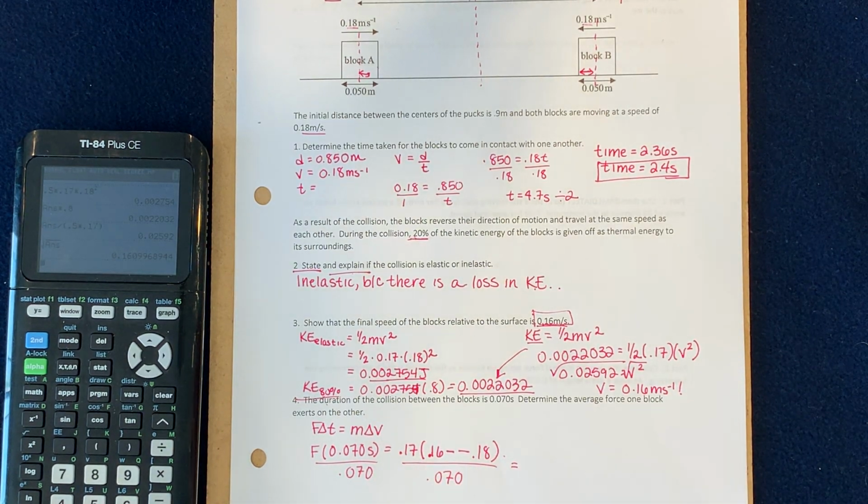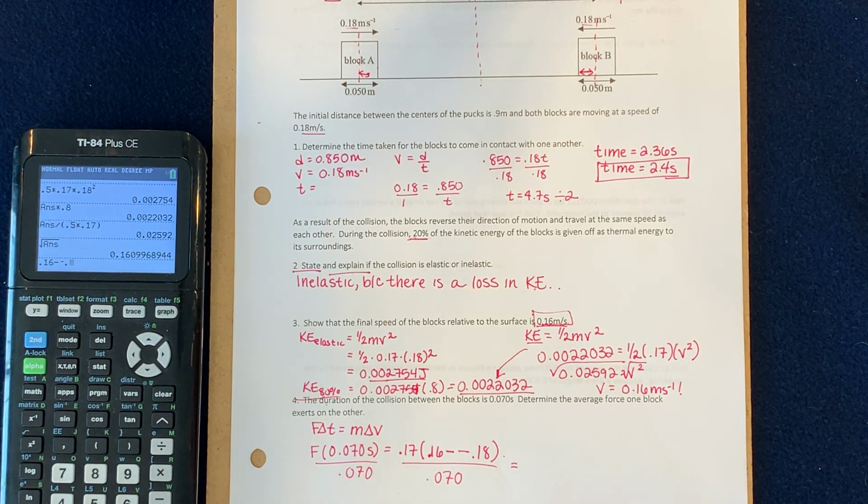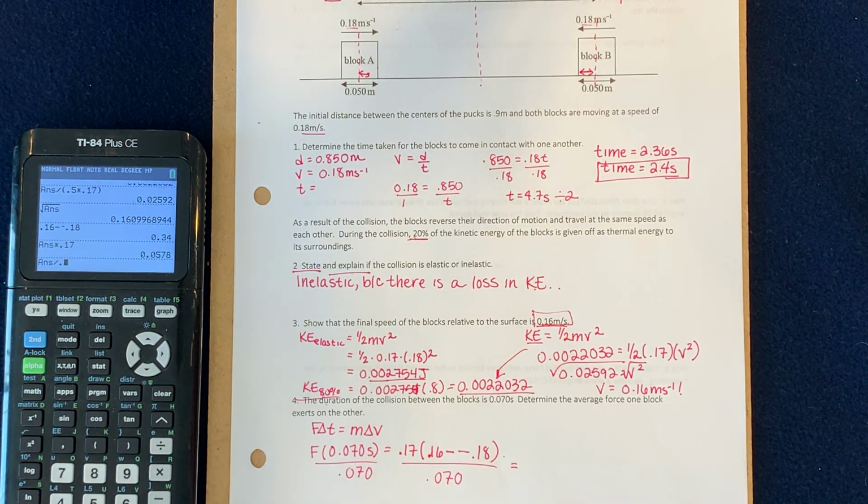So now we can take this value here and we can divide it by 0.070. And we're going to get 0.16 minus a negative 0.18, times it by 0.17 and divide it by 0.07. And we should get 0.825. And using sig figs, we're going to round that up to 0.83 newtons.